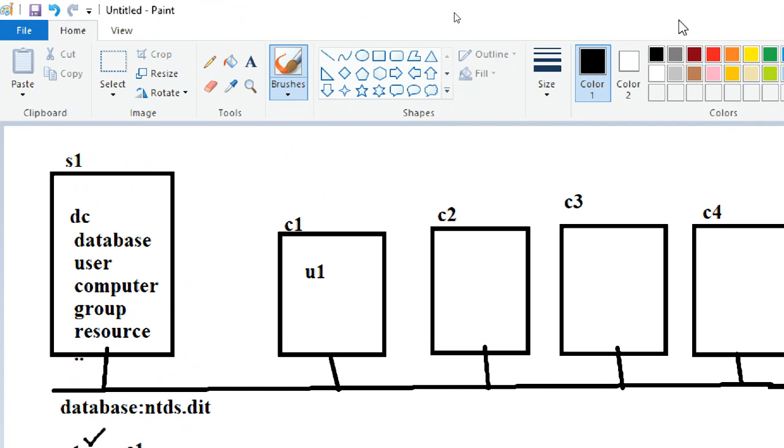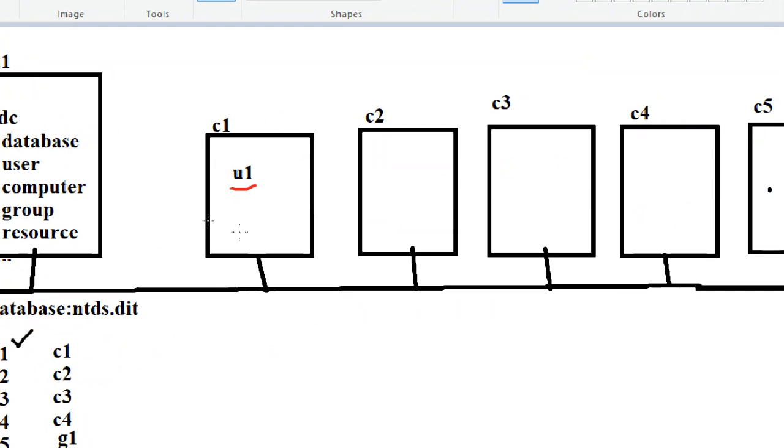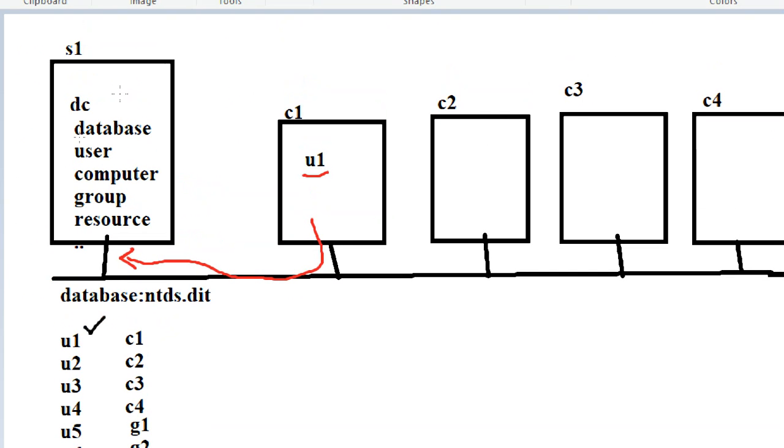So what will happen here? C1 doesn't have any information regarding user 1. So what will it do? It sends a request to the server: verify the user account user 1 and their password. Once the domain controller verifies user 1 and its password, then the server will give permission to access the C1 computer. So you can log in with user 1.